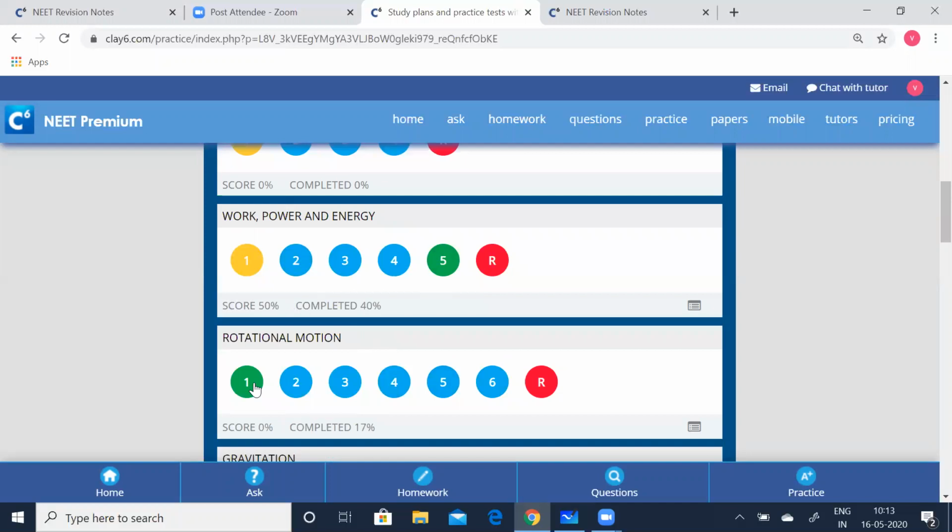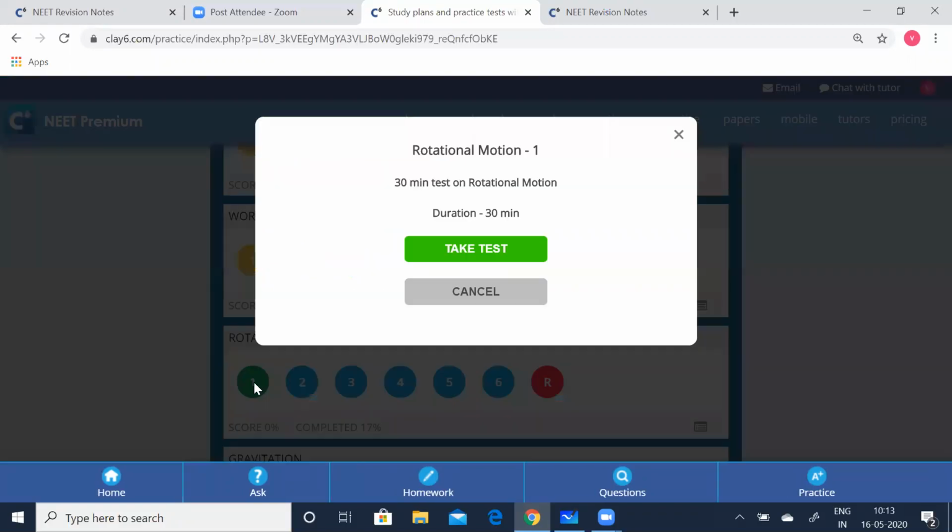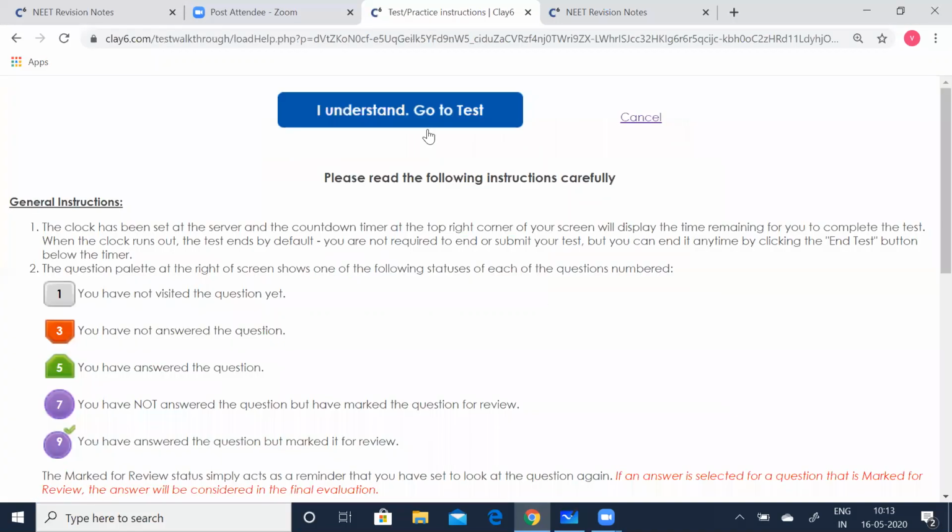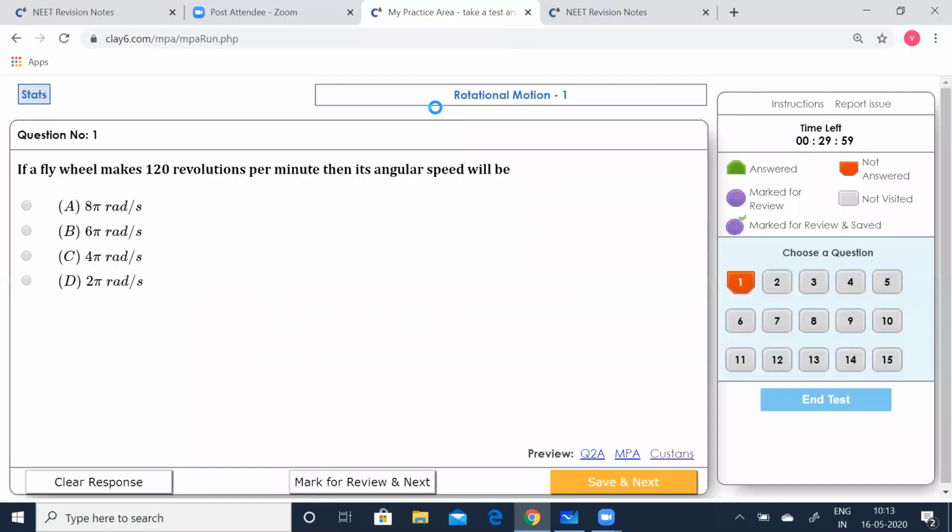Now going to the test. I'm going to take the first test, rotational motion. Click on take test. Go to the test. Now it comes.